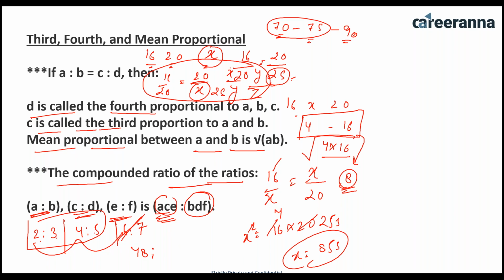Okay, so 3 is to 5 and 7. So 7 into 5 is 35, multiplied by 3 is 105. This is compounded ratio. You can also reduce it. You can divide it by 3. Okay, so that is compounded ratio. I think this is clear to all. Third, fourth, and mean proportional and compounded ratio.